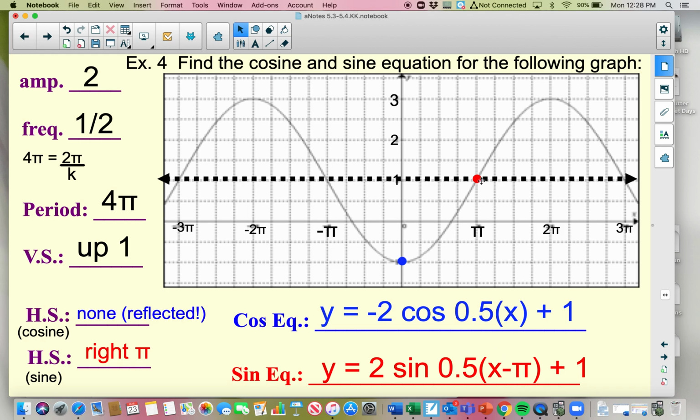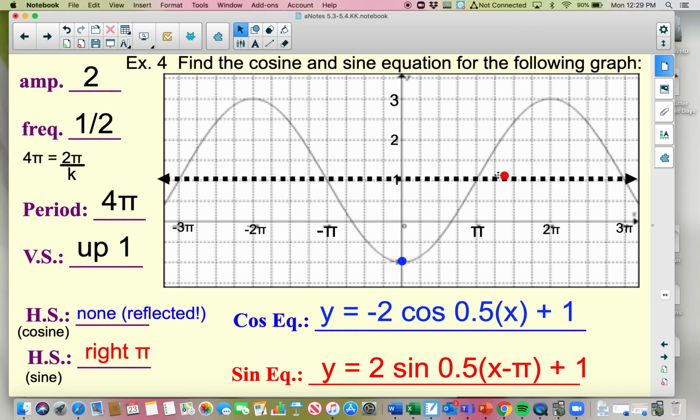Now, if you wanted to start your sine wave over here, that would be totally fine. Then it's reflected because it's going down first. So this would be a -2, and this would be a plus pi. Totally fine. I could also start my sine wave over here. It's not reflected because it's going up first. It's shifted to the left 3 pi. So this would be plus 3 pi.